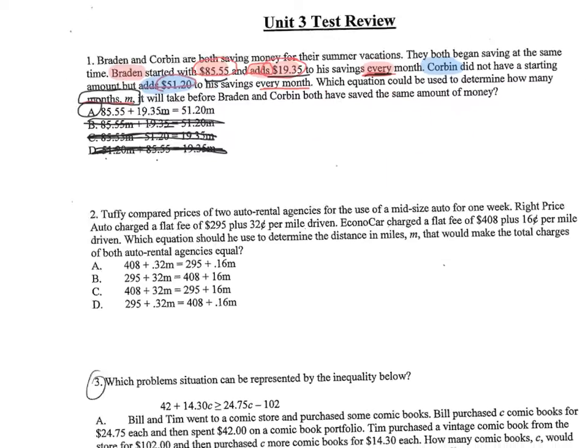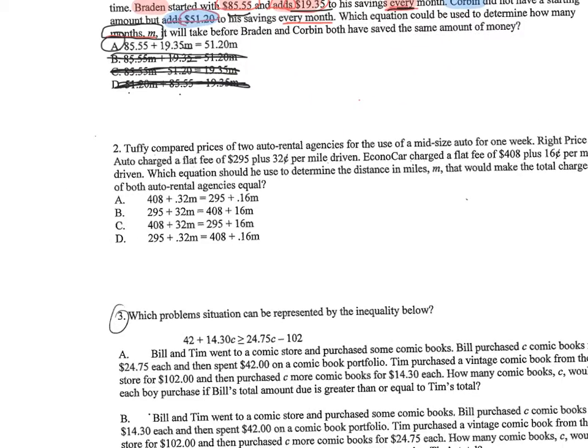So sometimes you don't even have to look at all the numbers. Sometimes I'm just going to kind of skim over. Charged a flat fee of $2.95 plus 32 cents per mile driven. Econocar, this other option, charges a flat fee of $4.08 plus 16 cents per mile. We're looking to determine the distance in miles, M, so that's my variable. So that needs to go with words that talk about the miles. That would make the total charges of both auto rental agencies equal.